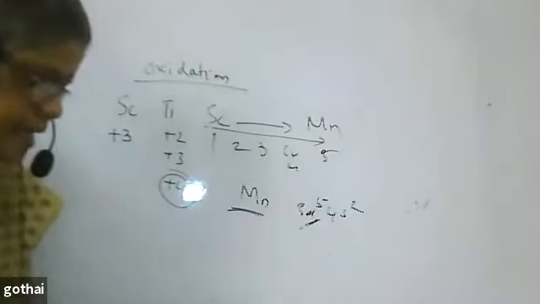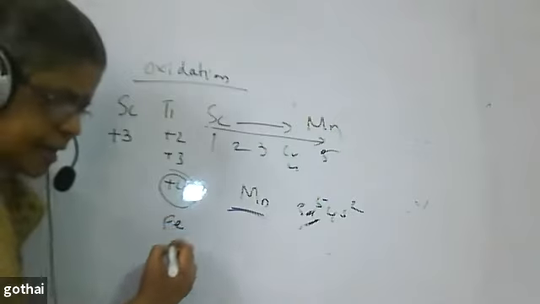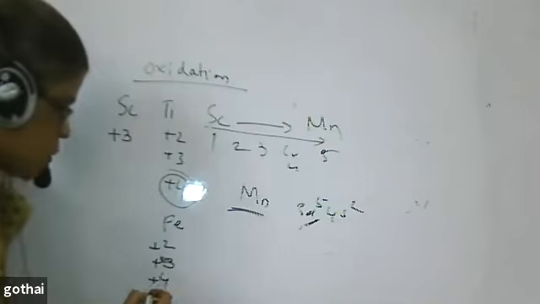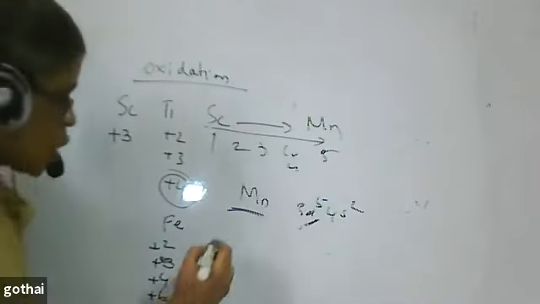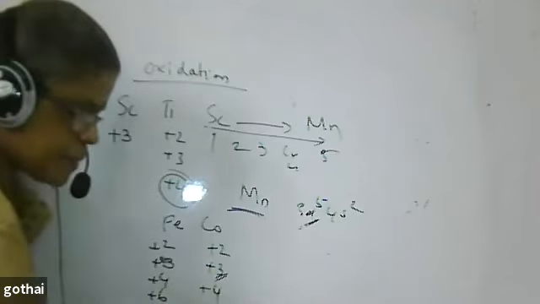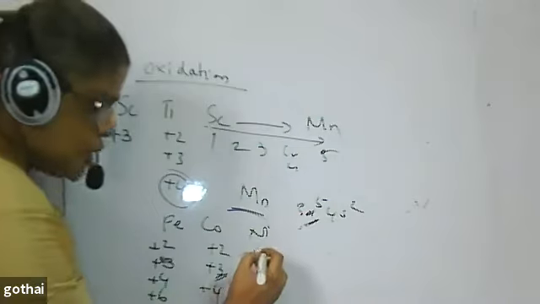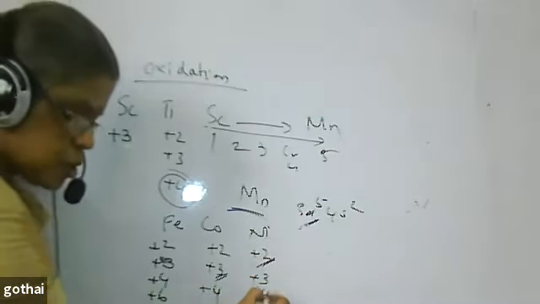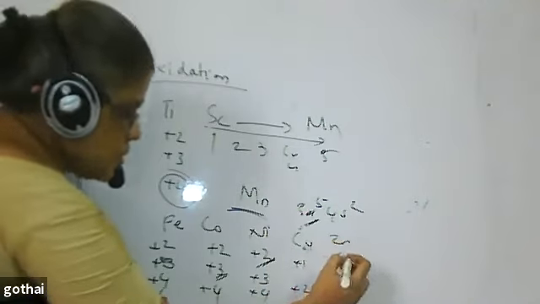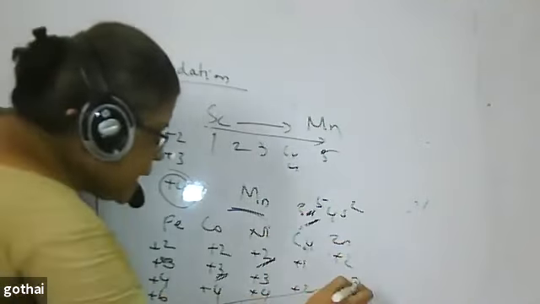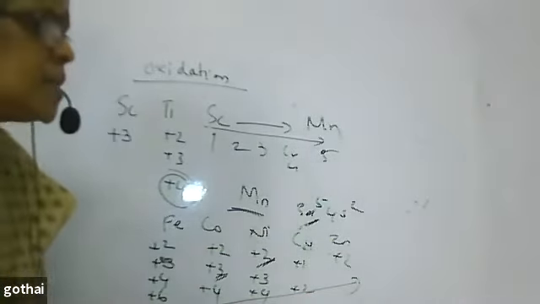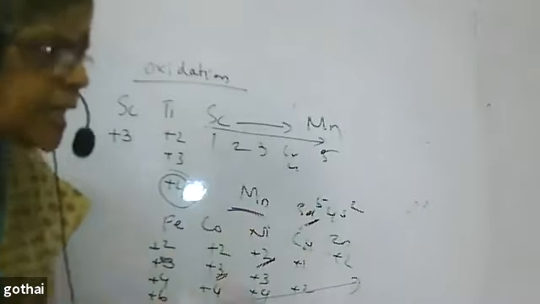After manganese, you are getting iron. Iron shows +3, +2, +3 is known to us, but it also shows +4 and +6. Cobalt, we know of +2, +3 is very common in coordination compounds, and sometimes it shows +4. Nickel, +2 is the common one that you know, +3, +4 also it shows. Copper, we know that is +1 and +2. Zinc is +2. When I move from iron to zinc, the number of oxidation states decreases. Why? Because the number of unpaired electrons in the d orbital decreases.